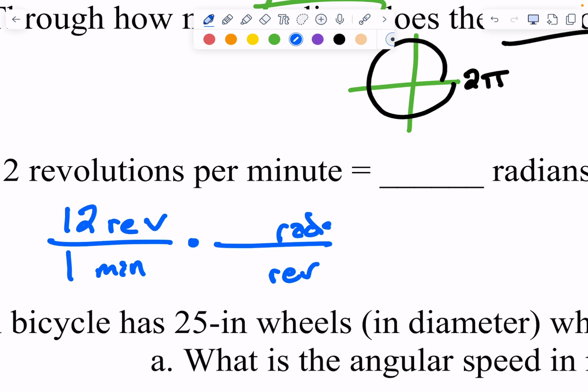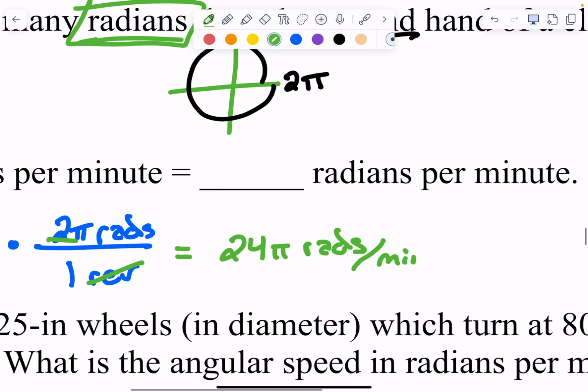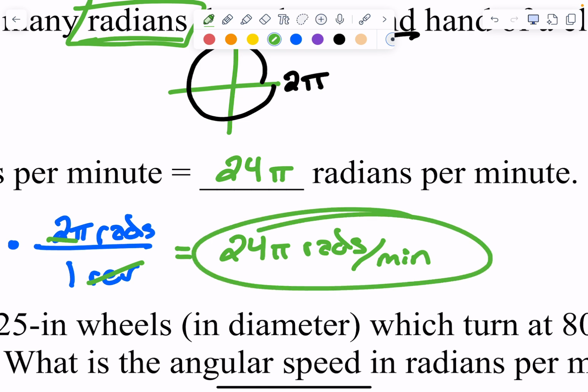So now I just have to figure out what this is. How many radians are in 1 revolution? 2 pi, or 6.28, right? 2 pi radians in 1 revolution, and then we can get rid of our revolutions. I'm just going to leave it as pi. If we take 12 times 2 pi, that'd be 24 pi radians per minute. Or you could put it as a decimal, but 24 pi radians per minute. There you go. That's just like a conversion thing. Okay, good?